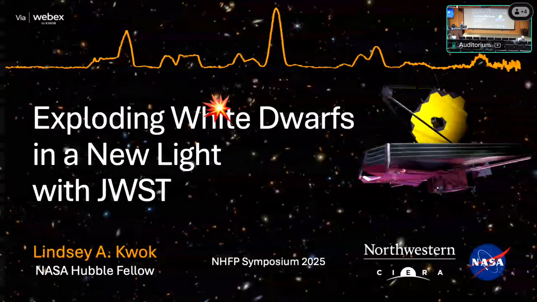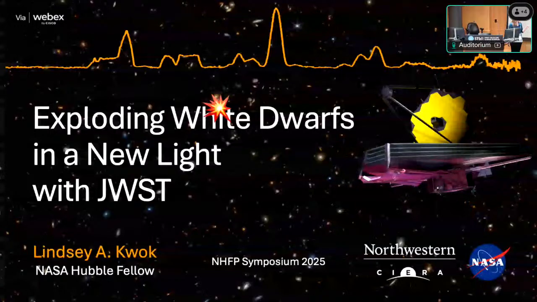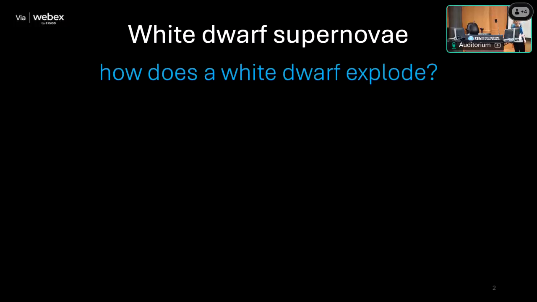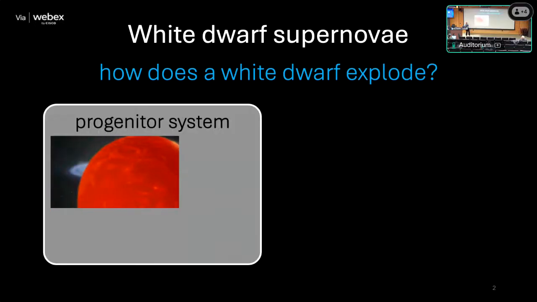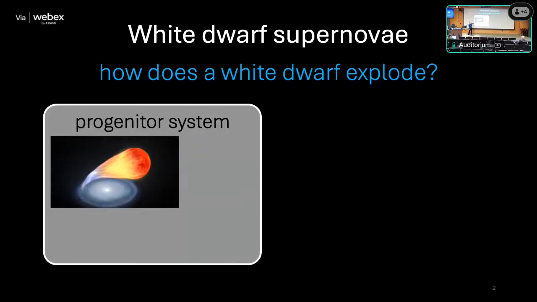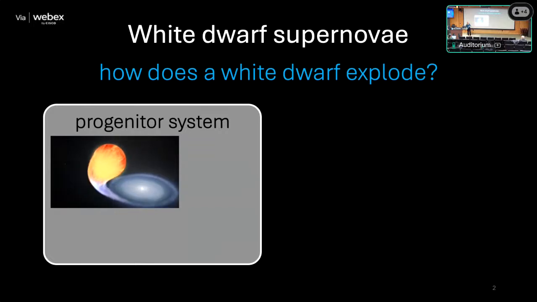Okay, so I'm Lindsay. I'm a first-year Hubble Fellow at Northwestern, and I get to tell you about what we're learning about how white dwarfs explode with JWST. So this is the big question we're trying to answer: how do these things explode? This is a problem because these are our cosmic distance indicators, and we really don't know what's happening astrophysically with them. The two big questions we're trying to solve are, what is the system like before it explodes? What's the progenitor system?